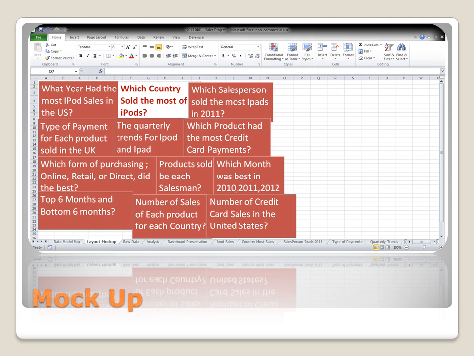The question that I'll be emphasizing the most today is which country sold the most iPods. I find that question very important because one, iPods are one of the most popular music playing devices in the world, and this will allow us to see which area of the world likes them more or purchases them necessarily.